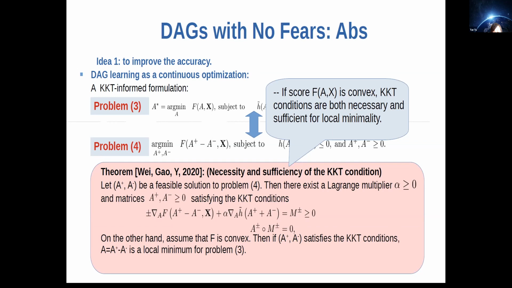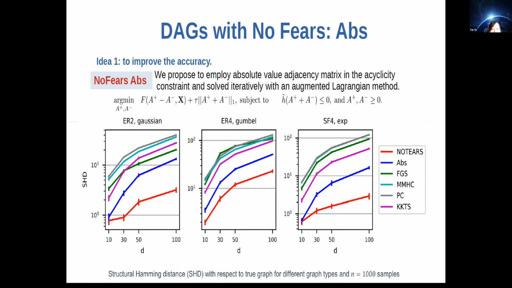I'm running out of time. Now we use this formulation firstly to do direct optimization. Here I'm just going to quickly show this result. Here the NOTEARS, the red line, is the original continuous optimization method for deep learning, and the blue line is our method, using basically a random initialization.